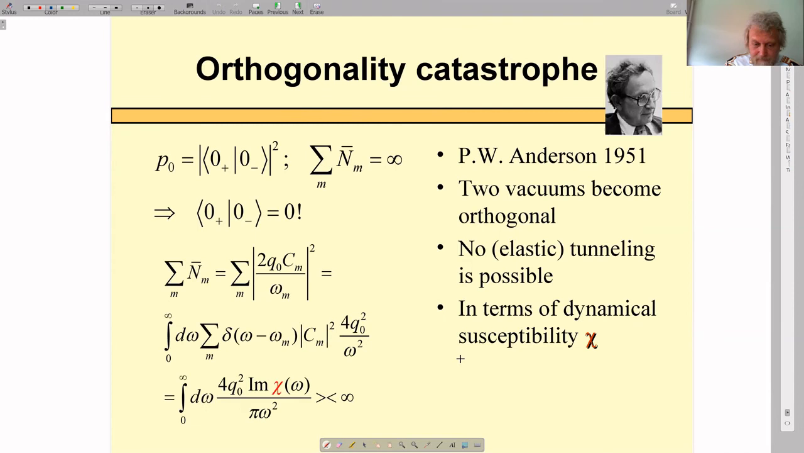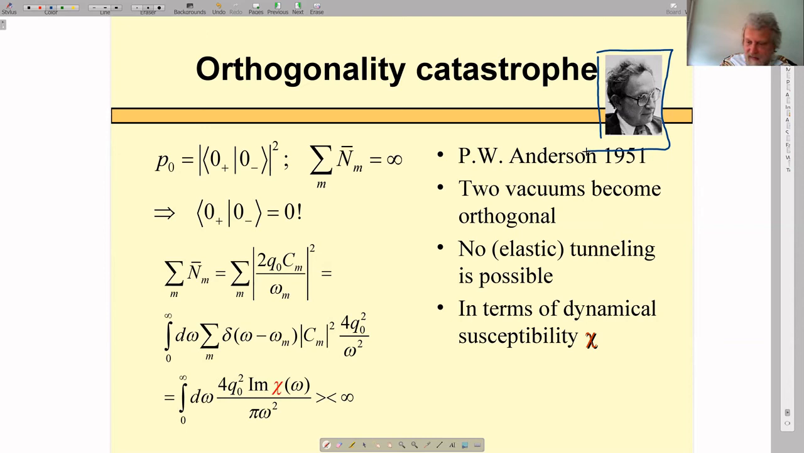Let me get to this person, Anderson, who looked at this simple formula and made a very interesting sense of that. He understood that this might indicate an orthogonality catastrophe. So when we are talking about the probability to have no shakeup, in fact, this probability is given through the overlap between two vacua, right?